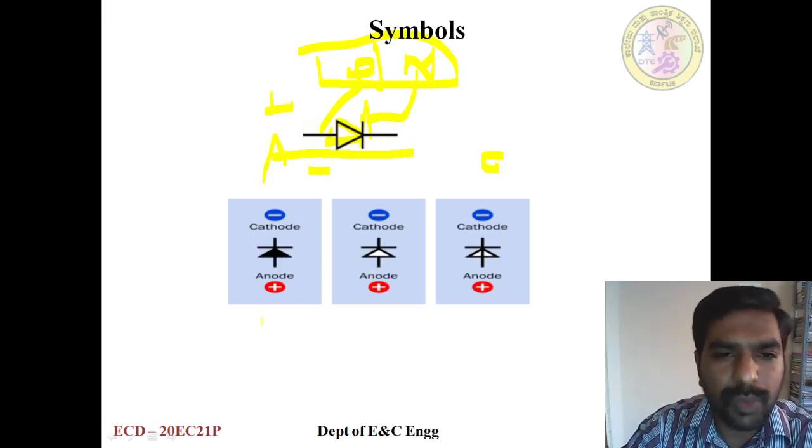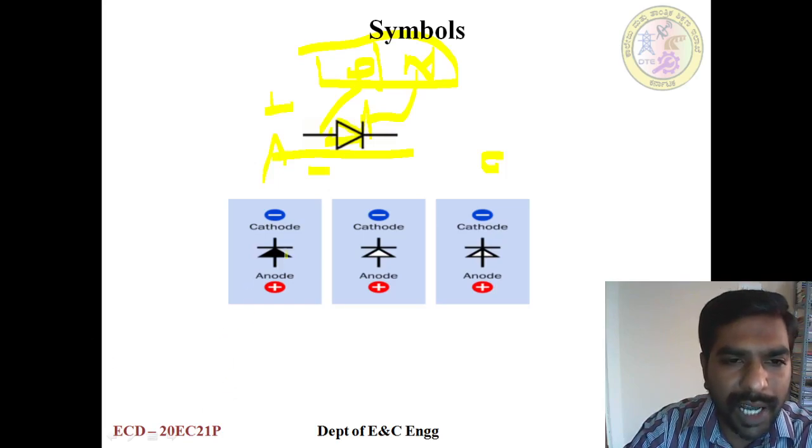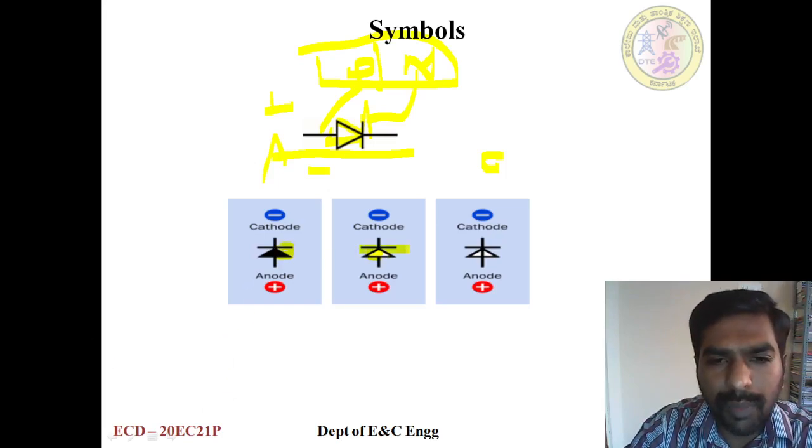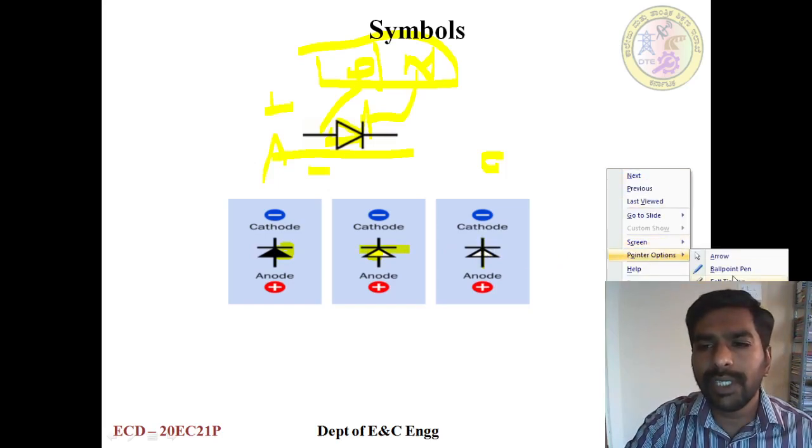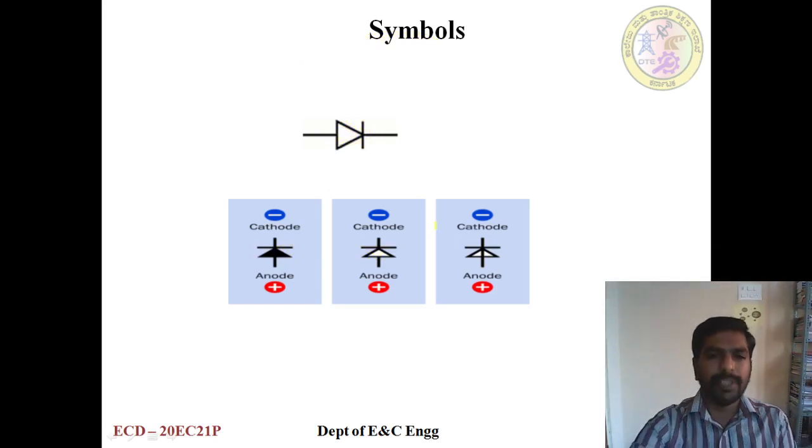Some textbooks have a different symbol also. It's a filled triangle, a triangle with a bar, and a triangle with a line also. So these are the ways a different symbol can be represented.